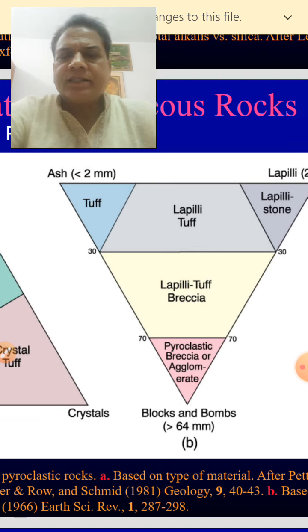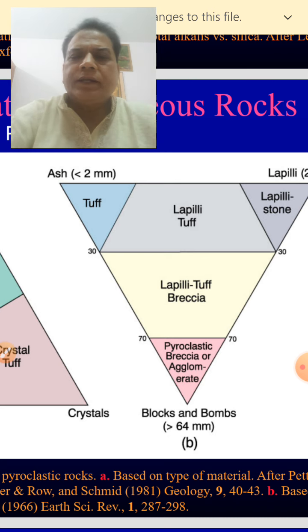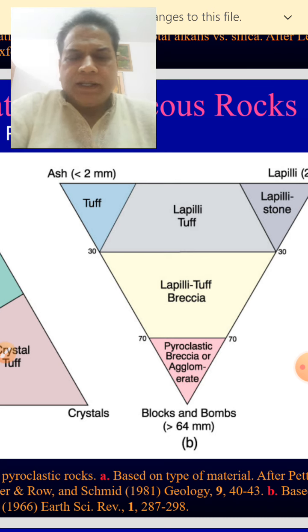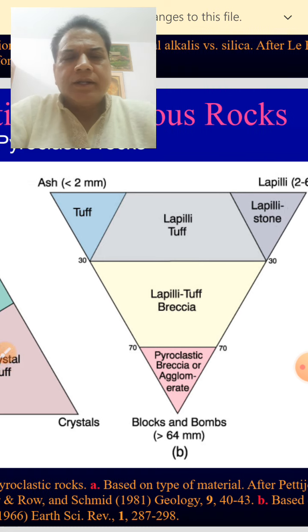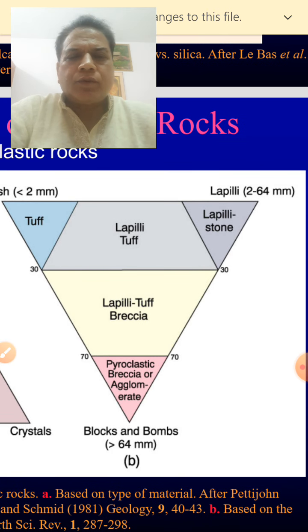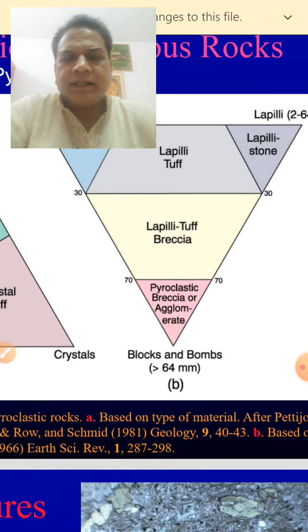So if the grain size of those fragments is less than 2 millimeter, that will be tuff. Blocks, if they are more than 64 millimeter, right, then the terms blocks and bombs are used, and that gives your pyroclastic breccia or agglomerate. Similarly, when the size is from 2 to 64 millimeter, lapilli stone is used. And in between you can see the different names, lapilli tuff, breccia, like this.